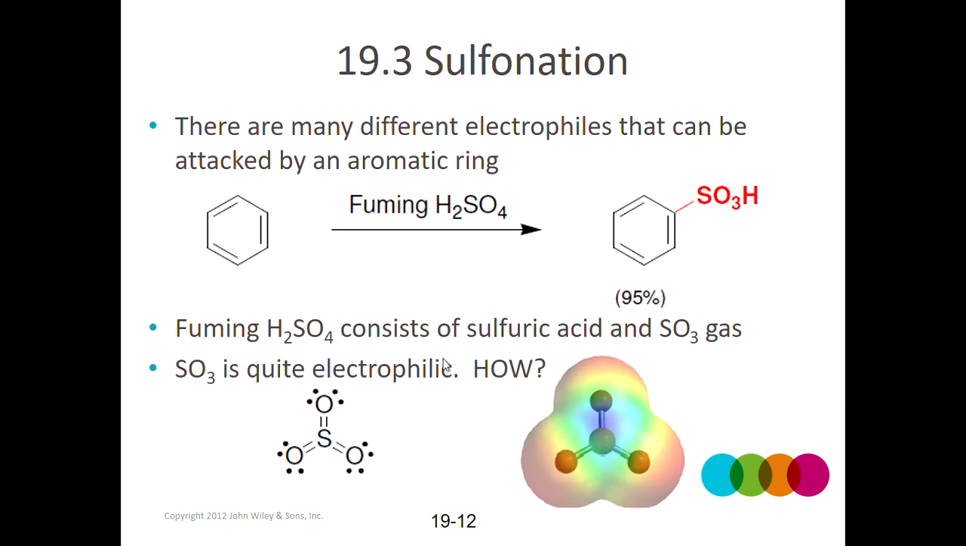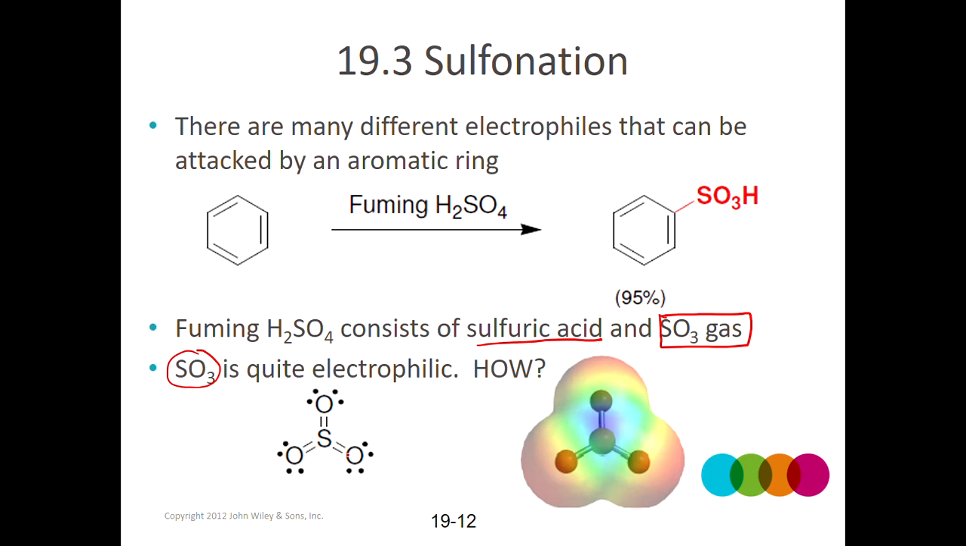So let's look at a couple other variations. One occurs with fuming sulfuric acid. What fuming sulfuric acid basically means is that you've got sulfuric acid with SO3 gas. Since this is a gas at room temperature, it's not easy to work with, but you can dissolve it into aqueous solution of sulfuric acid. And that gas will remain dissolved in there because of the intermolecular forces it can form with the sulfuric acid in the water. But the SO3 itself, even in solution, is quite electrophilic.